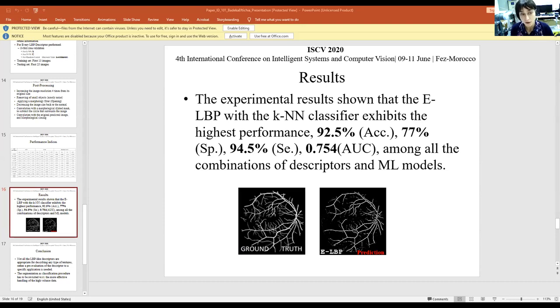And also local binary patterns, we wanted to test how they can perform on details such as veins. And the retina eye has the challenge of obtaining the detailed veins. So we saw how they can perform in this specific situation.